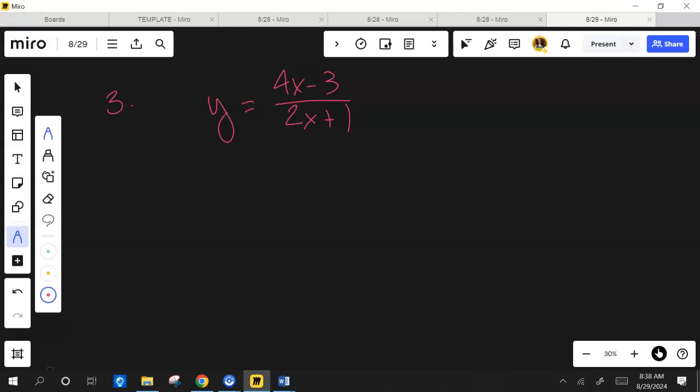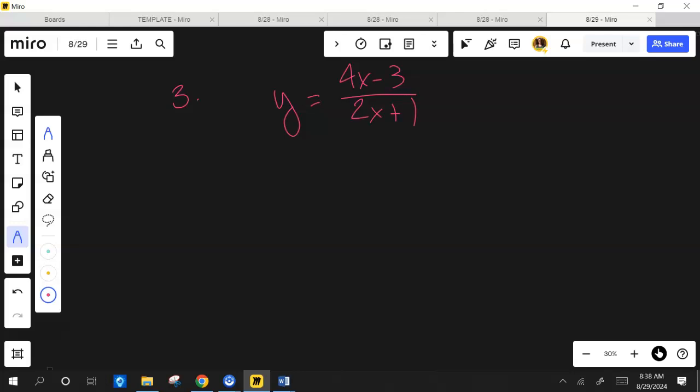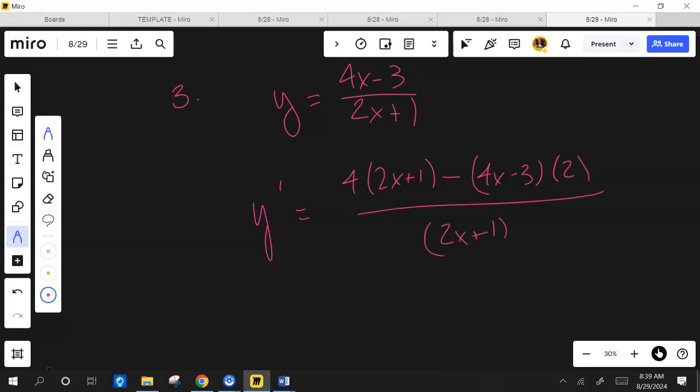All right, let's look at number 3. Find the derivative. Quotient. Oh, y'all don't need 3? Oh, good. B. Derivative of the top, which is 4, times the bottom, minus the top times derivative of the bottom, and then just square the bottom.